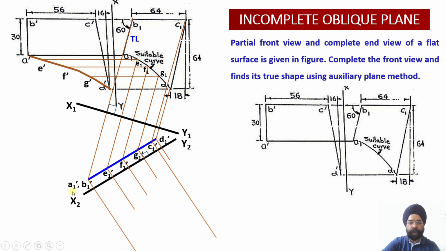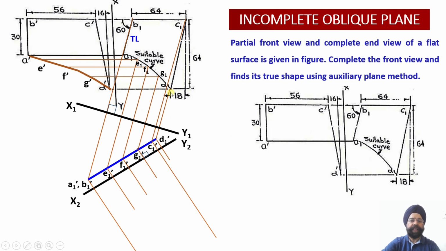So I know these points A1 dash, B1 dash, C1 dash, D1 dash, and now 3 points for the curve, E1 dash, F1 dash and G1 dash. So all these 7 points have been projected perpendicular to this new auxiliary plane, which is an AIP, that is X2 Y2.